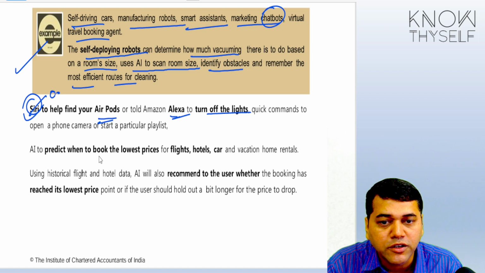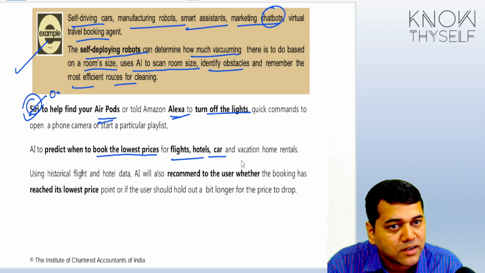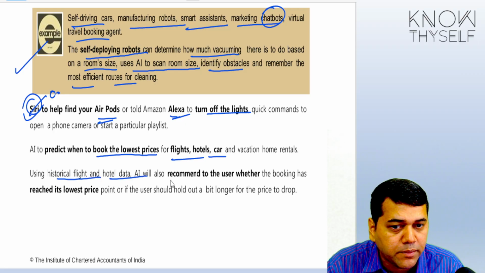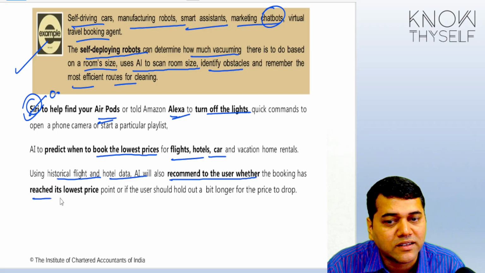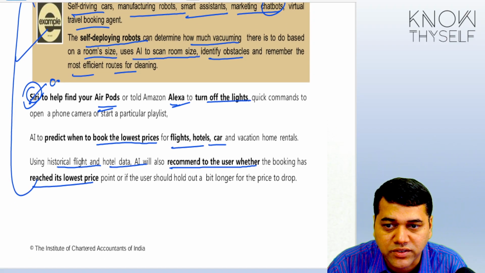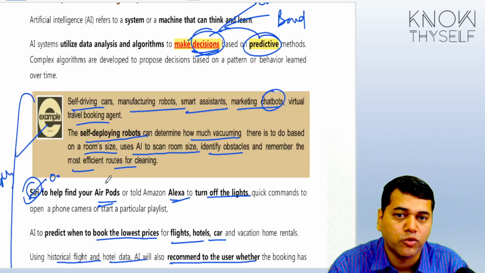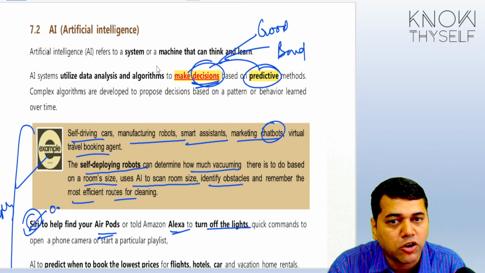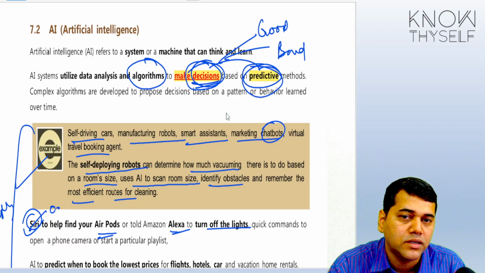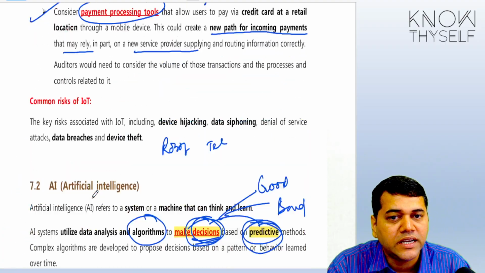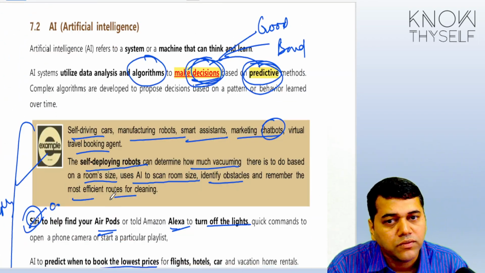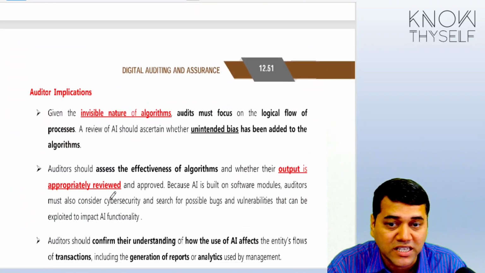AI can predict when to book the lowest flight tickets, hotel, car, etc. Let it sit and work overnight. Using historical flight and hotel data and available data, it will recommend to users whether the price has reached its lowest or not. So these are all the different applications of AI. I hope it's clear. So AI means you have to talk about an algorithm, making decisions, a predicting model. This is the keyword for AI. Internet of Things means interconnected devices. This is the keyword.